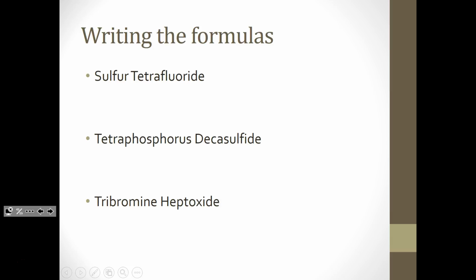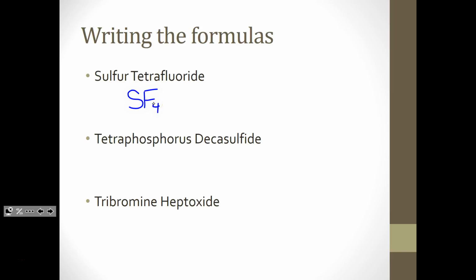All right, so now that you know how to write the names, going the opposite direction and writing the formulas should be very simple. So let's take a look at these. So sulfur tetrafluoride. Sulfur is S. Notice there's no prefix, so it's assumed to be 1. Tetrafluoride, well, fluoride is the element fluorine, and the prefix tetra tells us that there are 4.